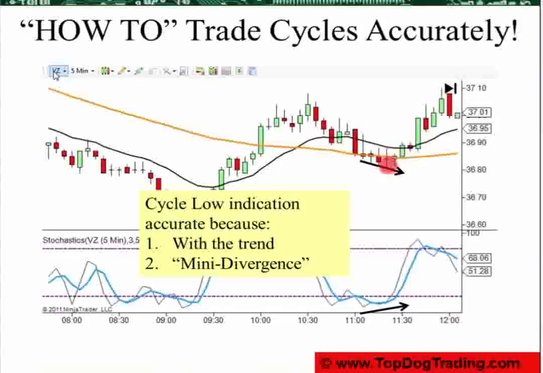For me, the reason I bought this is because we got back above the 50 MA. The 50 MA flattened and started to go up. I'm looking to buy the first retrace in a new uptrend, and I'm buying a cycle low. So what's the lowest low of the cycle? Well, that bar. So my stop goes literally 1 penny below the low of that bar. Entry is 1 penny above that bar. So my risk is minuscule.